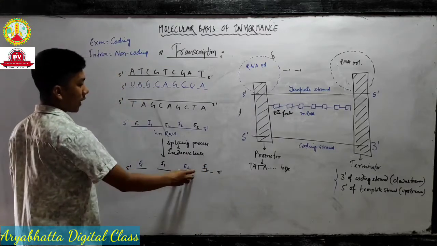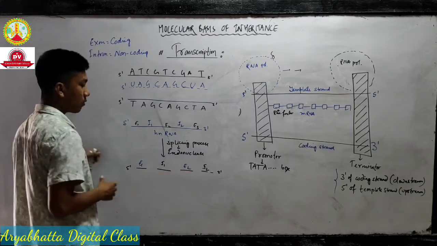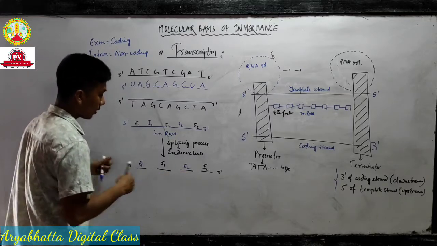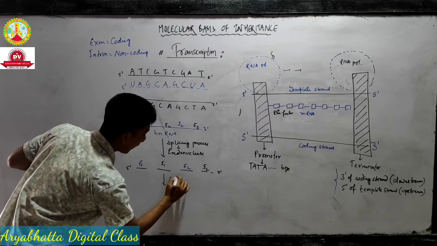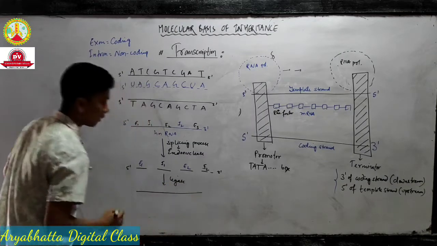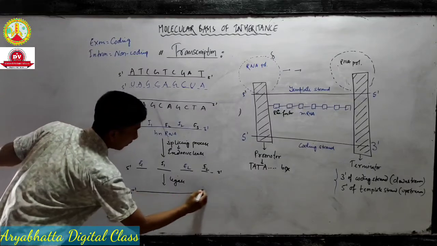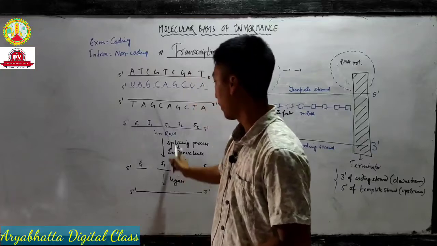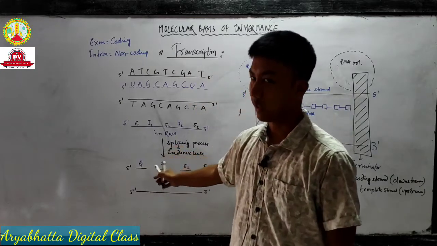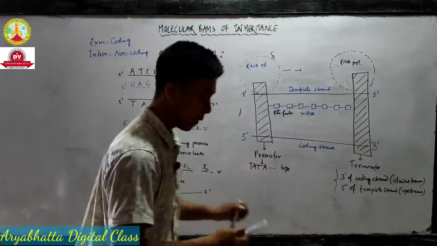So we will join only the exon part, okay? We will join only the exon part, because exons are coding. This joining of exons is done with the help of the enzyme ligase. Okay, so now we have only the exon part, that is the coding part. Now that is our mRNA. We will not call it hnRNA. Now we will call it mRNA.